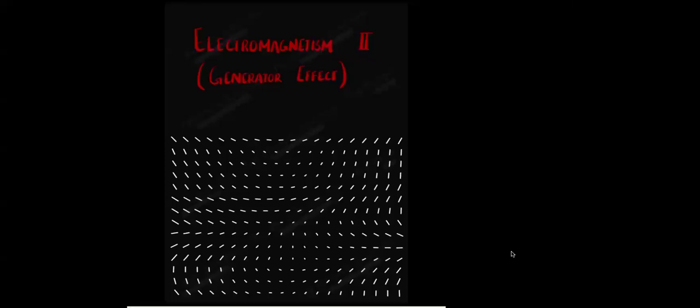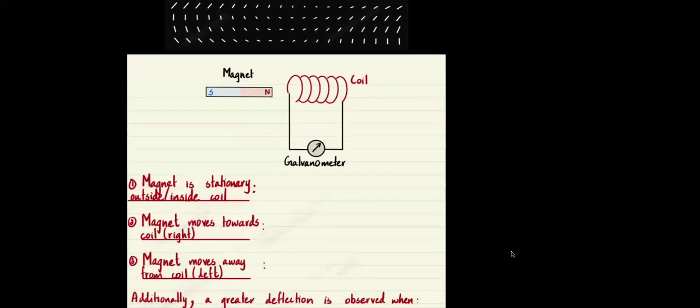So now we're starting with the second part of electromagnetism. The first part was all about the motor effect, which is the idea encapsulated by the left hand rule. And that was that a current carrying conductor in a magnetic field is going to experience a force. And now we're going to look at the generator effect in the second part of electromagnetism. So let's try to understand what this is all about.